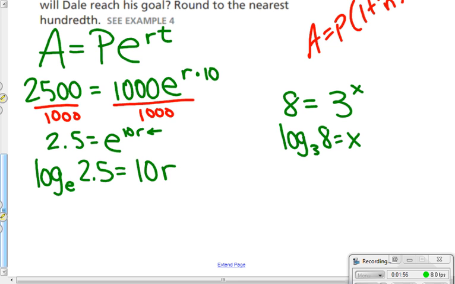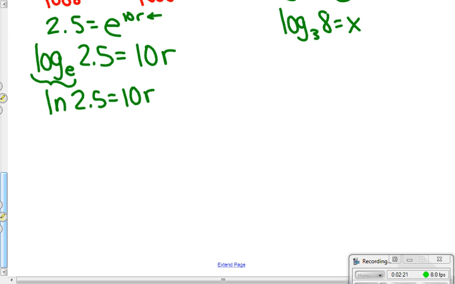So when you're trying to solve for the variable in any of these problems, this is really why logs were introduced, why logs were invented, I suppose, is to solve for the missing variable. Now, when it's log base E, that's more commonly known as ln. This is built into every calculator. ln, the natural log of 2.5. Do that on your calculator, and then divide by 10, and you'll get the R.